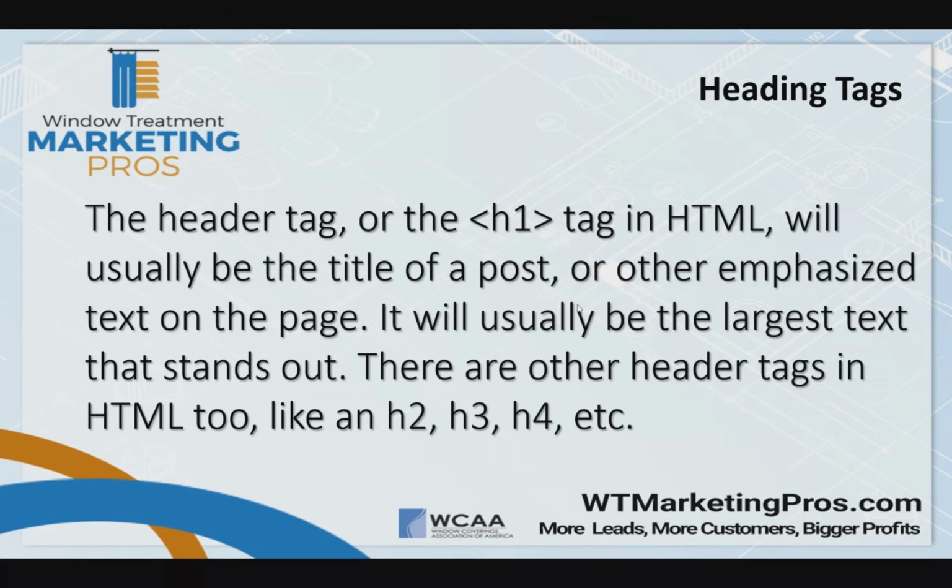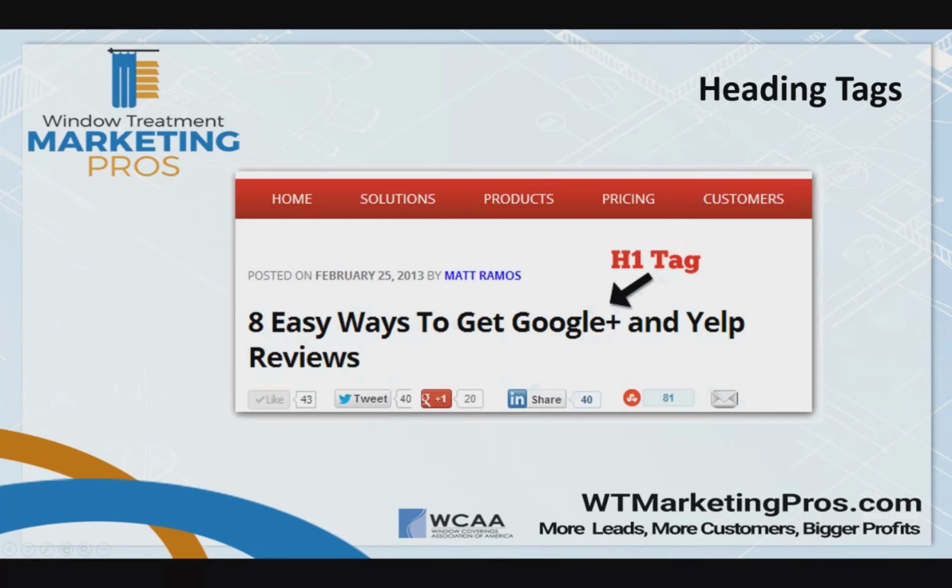So here's an example. This is 8 ways to get Google Plus and Yelp reviews. This is the H1 tag for this particular article, and then of course the content is below that. It's usually just the biggest thing on the page. It's usually the title of the article or the title of that page. If it's a product page, draperies, like I said, custom draperies made here in Memphis or something like that.